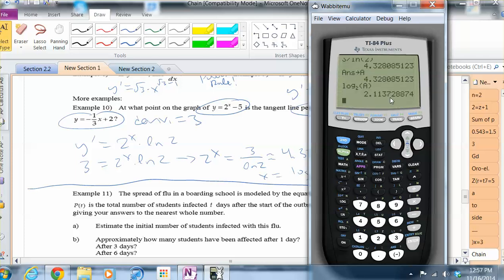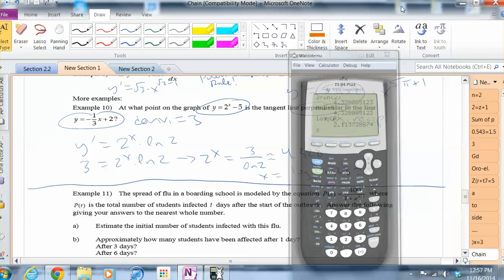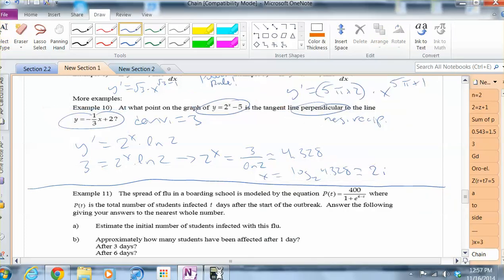It's good practice to store stuff, because on the AP they do ask you for around 3 decimal places, and your answer is going to have to be pretty accurate. So you don't want to round in all these intermediary steps and then realize you have the wrong answer. So you do want to make a good habit of storing stuff. So x is 2.114. So y will be negative 1/3 times 2.114 plus 2.